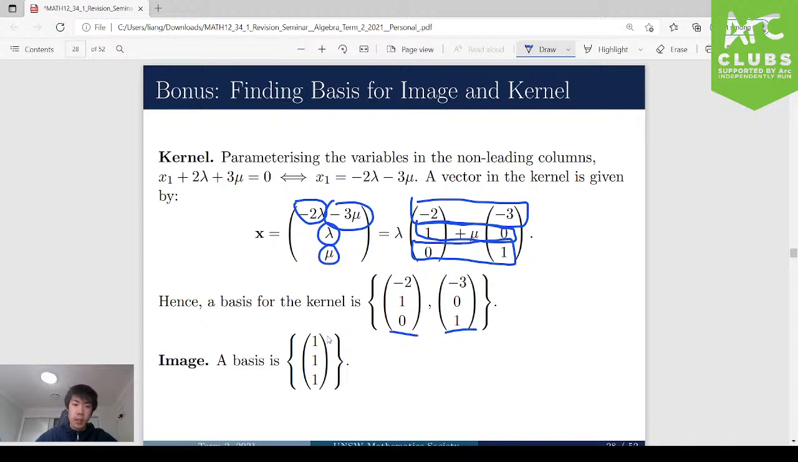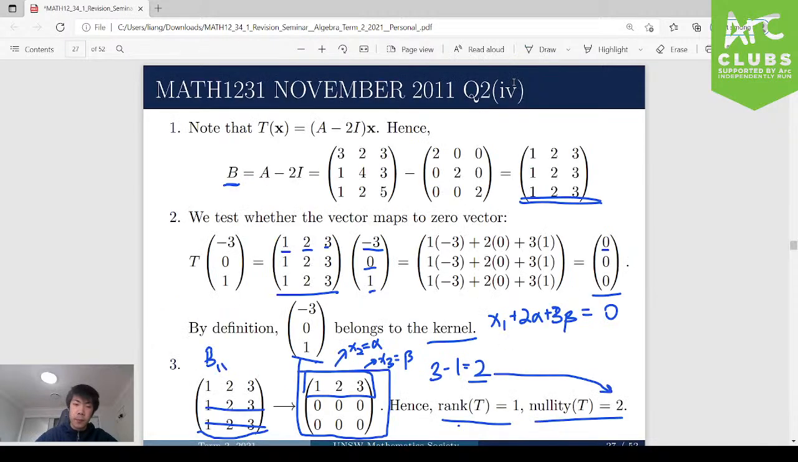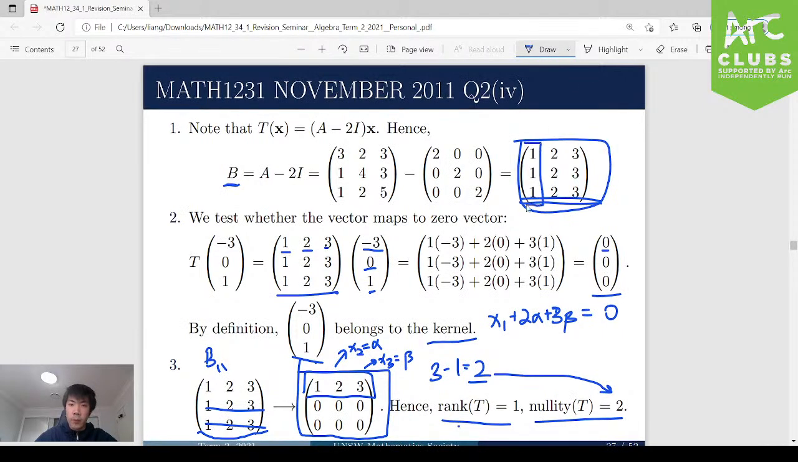Then for your image, it's simply the vector (1, 1, 1), because if you look back, this first column is your leading column. And so if you go back to your matrix B, you just extract out the first column, which is (1, 1, 1), and that's it.